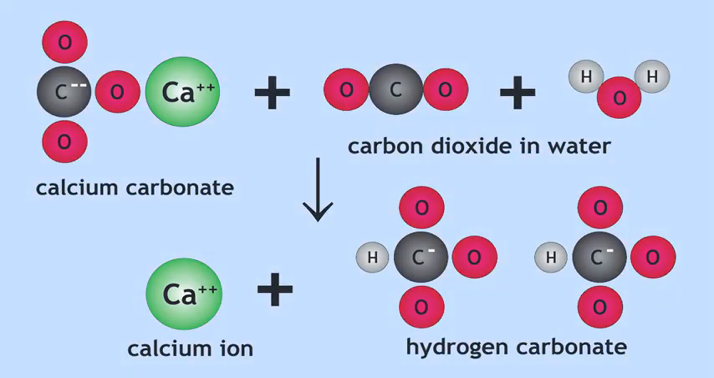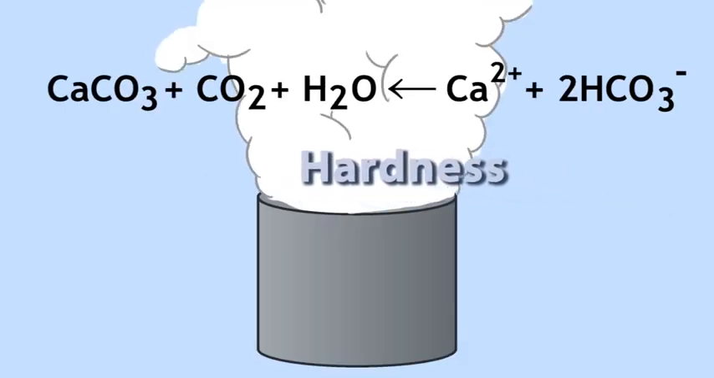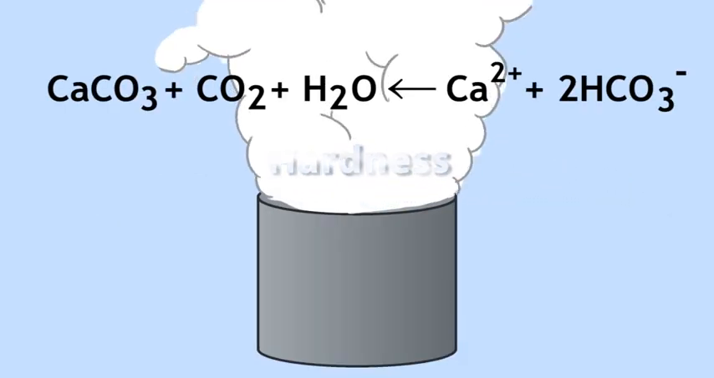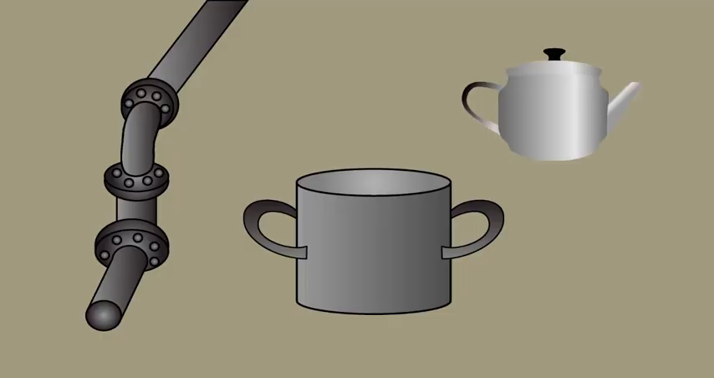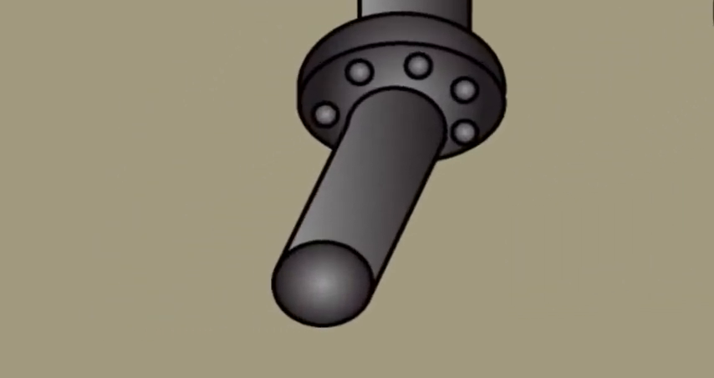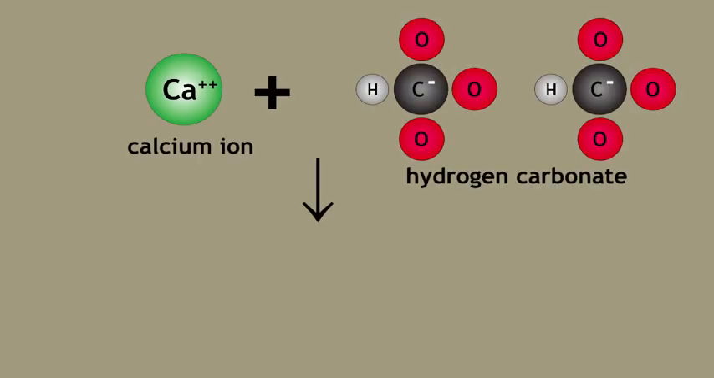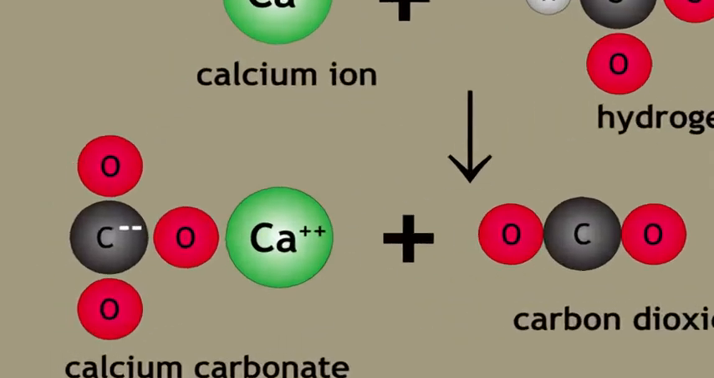This form of hardness is called temporary hardness because boiling reverses the reaction and the hardness is removed. But the limestone will deposit in your pipes, on the cooking utensils, or in your kettle, forming something we call limescale. And this is also how stalactites are formed in those big caves.